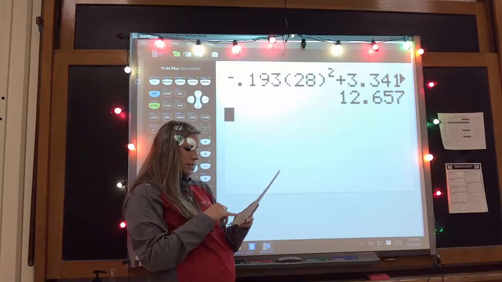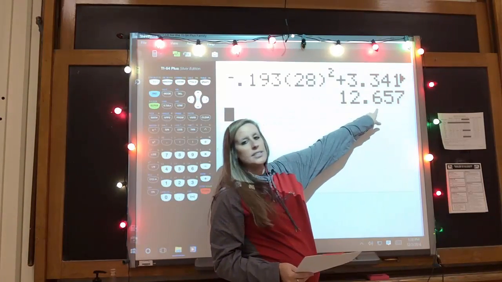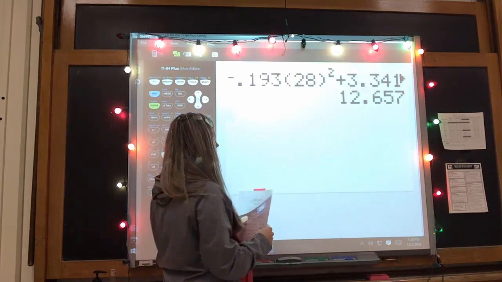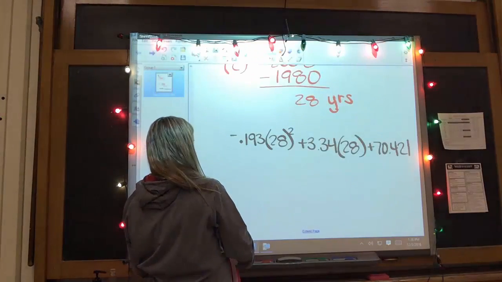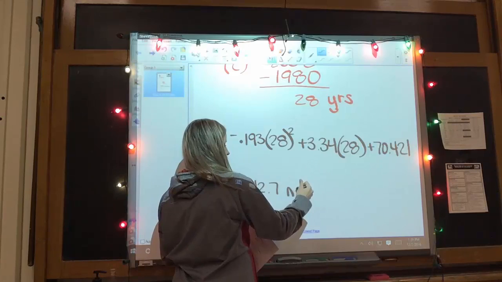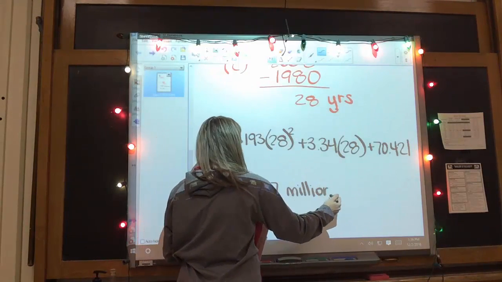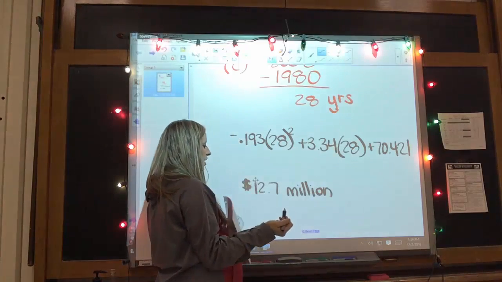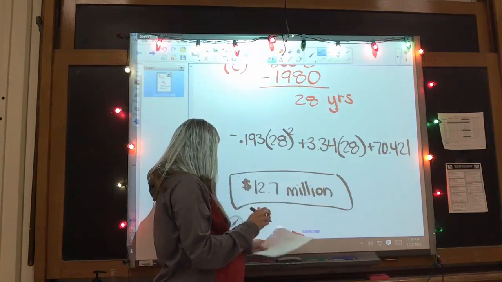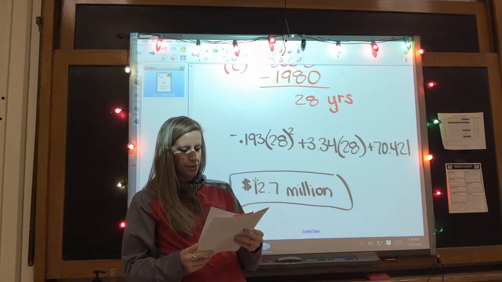Okay, and that's in millions of dollars. So it says round to the nearest tenth on your problem. So if we round to the nearest tenth, that's going to be 12.7 million. $12.7 million. Okay, so that's number 2.